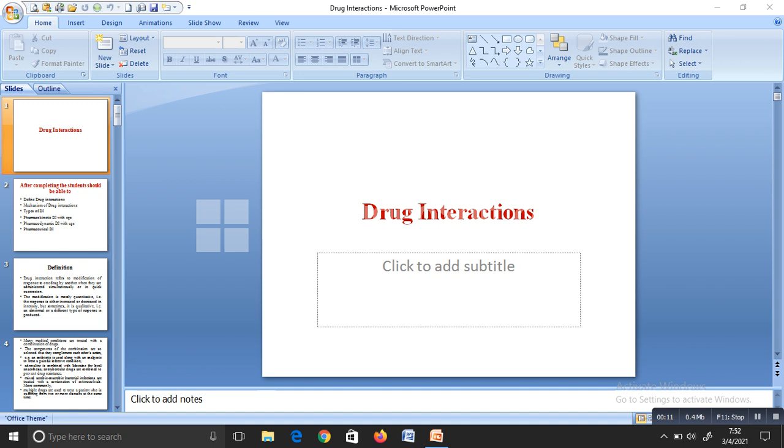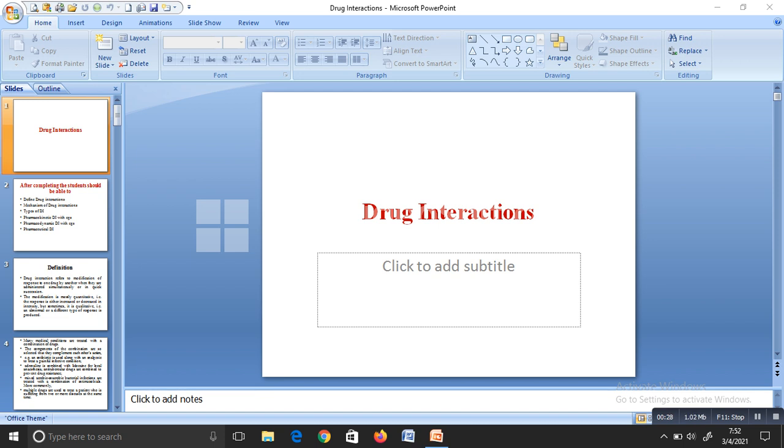Drug. You know what is a drug? Drug is a substance used for diagnosis, prophylaxis, or treatment. And interaction. What's the meaning of interaction? Inter means between, and action. They will be reacting. So that is drug interaction.